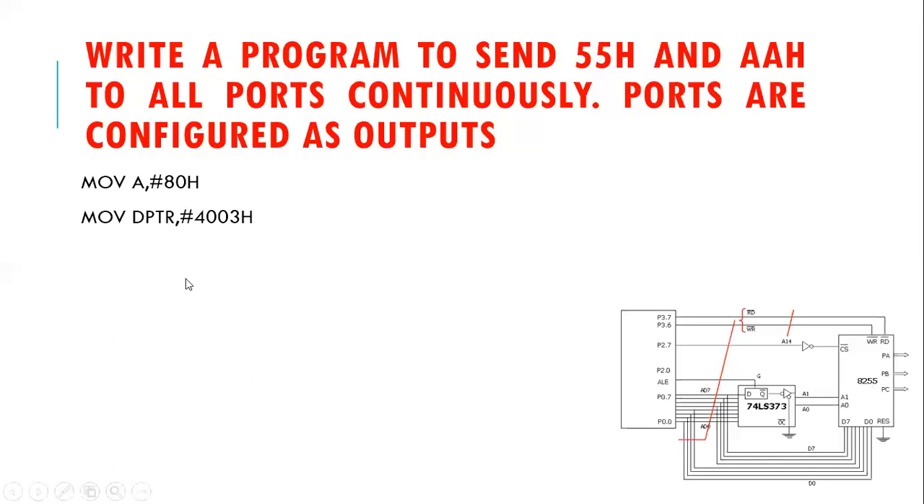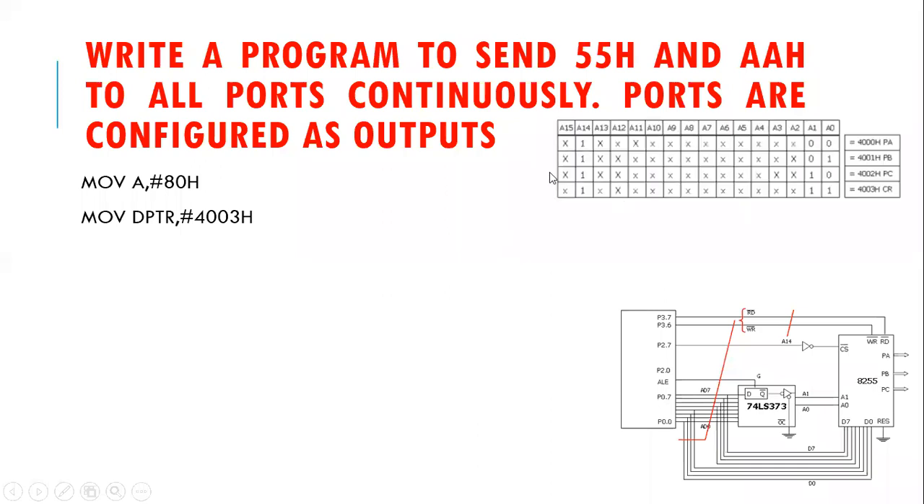Then DPTR is loaded with the value 4003. On what basis? The address bits. First we are selecting the control register. To select the control register, we are passing the value 4003. 4003 is the control register address you are passing, so we have taken it into DPTR.